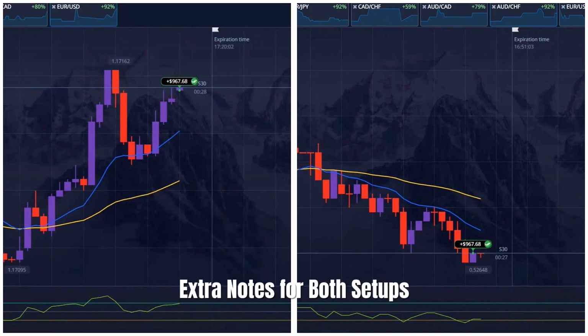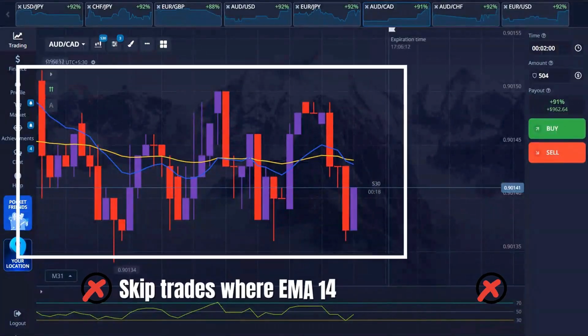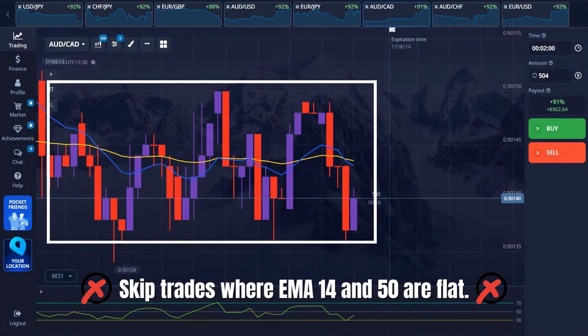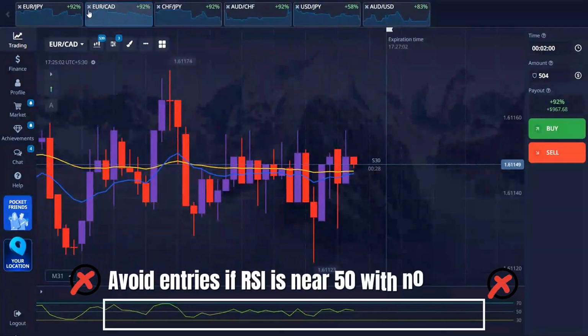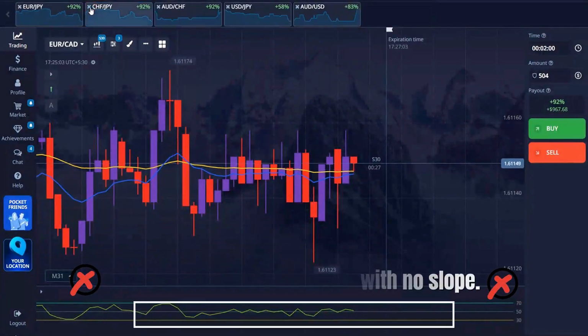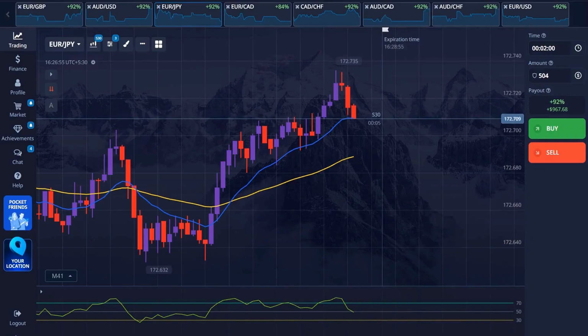Extra notes for both setups. Skip trades where EMA-14 and 50 are flat. Avoid entries if RSI is near 50 with no slope. Best traded during London and New York overlaps for more momentum.